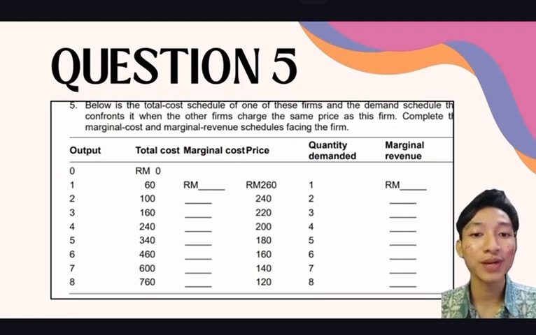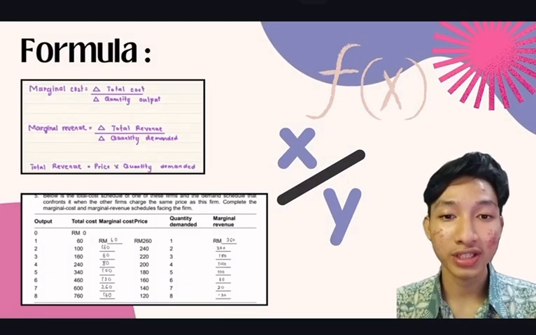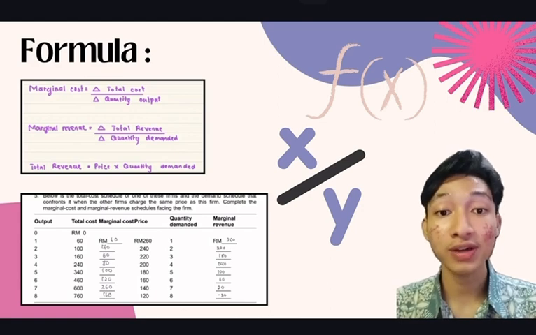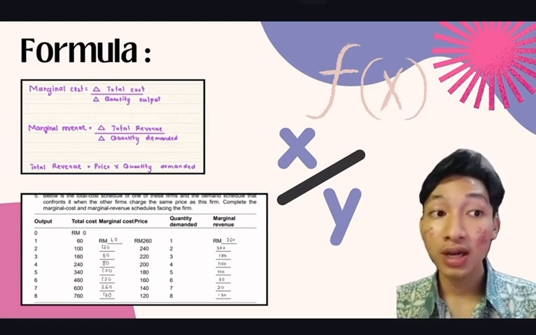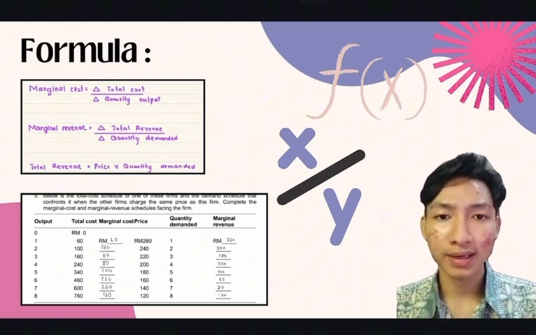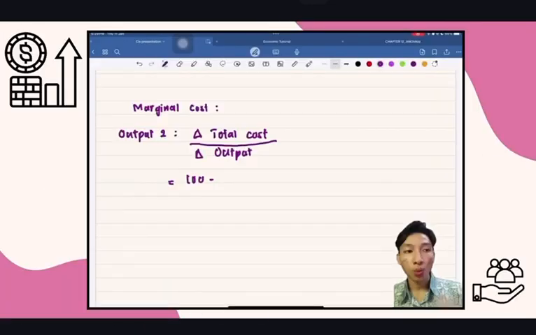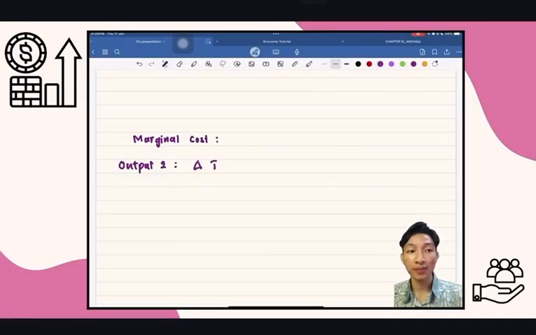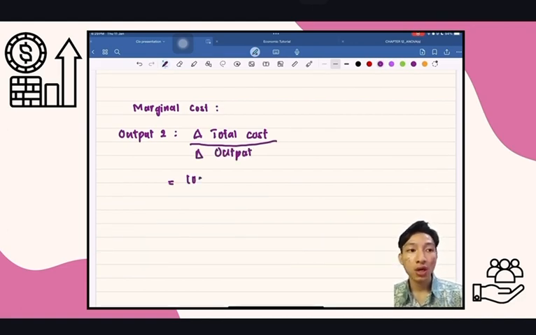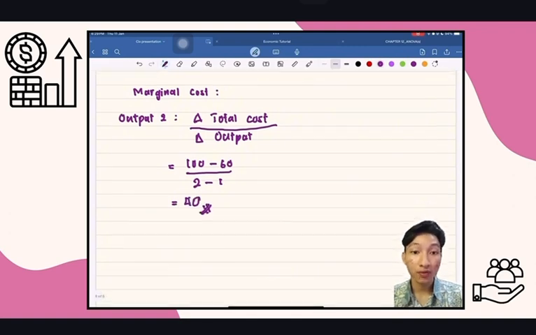Let's go for question number 5. Before we answer the question, we need to know the formulas of marginal cost, marginal revenue, and total cost. So, below is the answer for question number 5. But how to calculate it? Let's say we take marginal cost and we take output 2. So, the change in total cost divided by the change in output. So, 100 minus 60 divided by 2 minus 1. So, the answer is 40. So, that's for output 2.